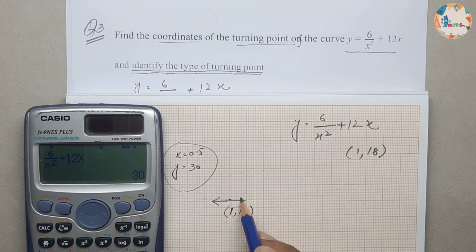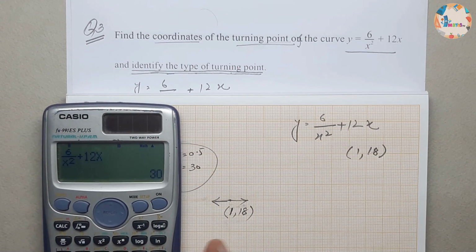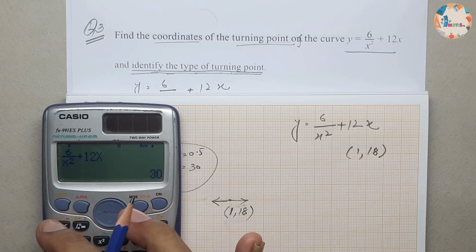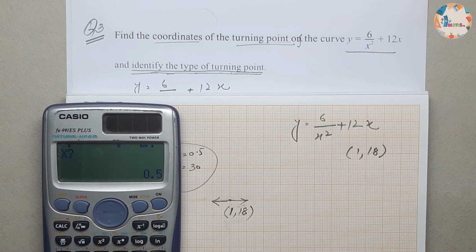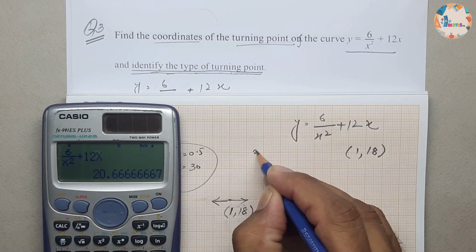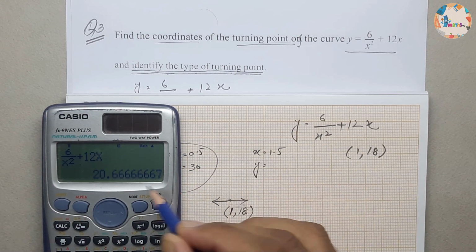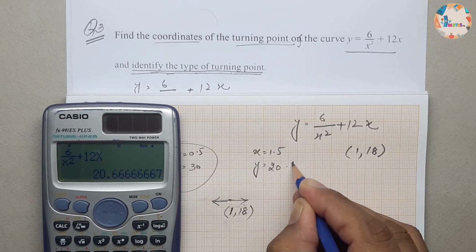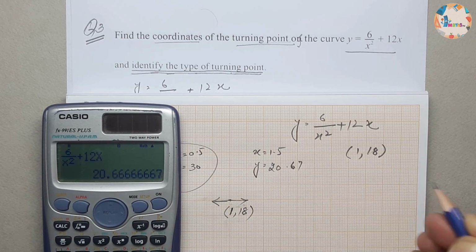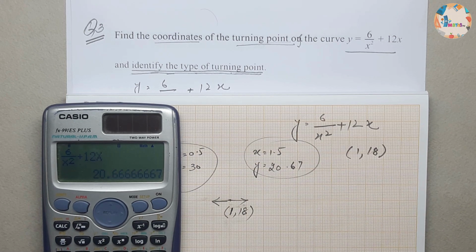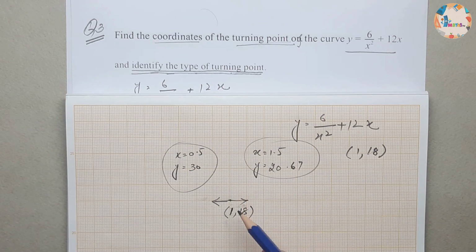Now on this side, right side, what we can do, we can take a little more than 1. So like for example 1.5. So calculate for which value? 1.5. So if we take 1.5 as x value, we will get 20.66. So x value, if we are taking 1.5, y value is coming as 20.67. So this is on the right side. So this is done.